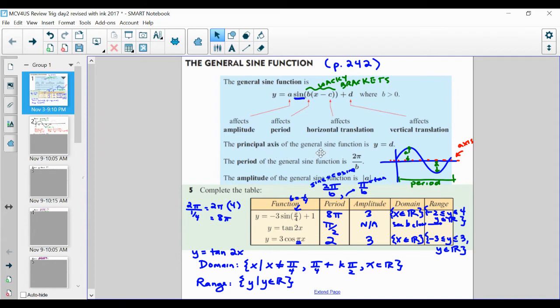The principal axis of the general sine function is y equals d. So d tells us where this axis is, that line that cuts my wave in half horizontally. The period is always 2 pi over b. So for a sine function, it normally takes 2 pi radians to make a full rotation, but b will determine how many rotations it takes. And the amplitude is always positive, it's always an absolute value because it's representing a distance from an axis.